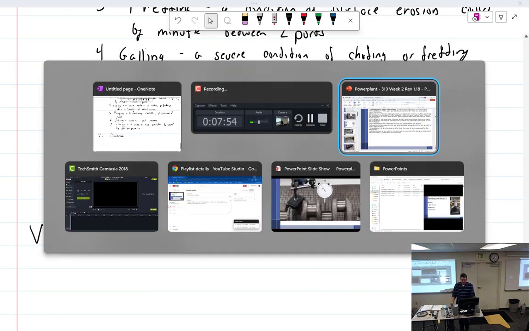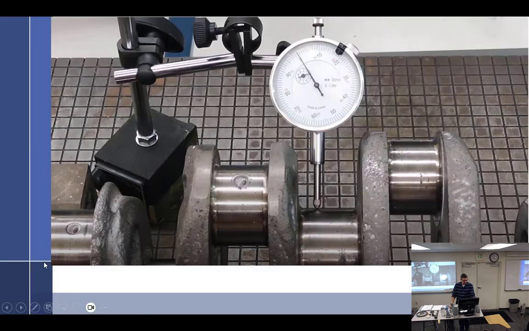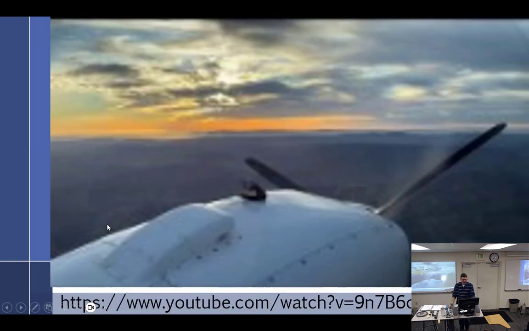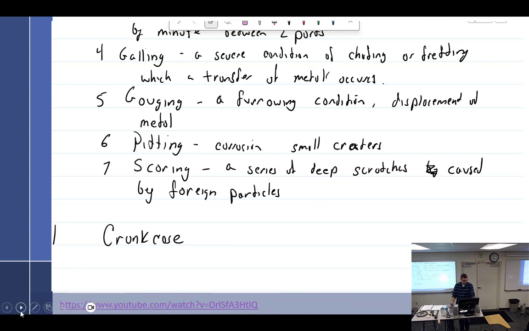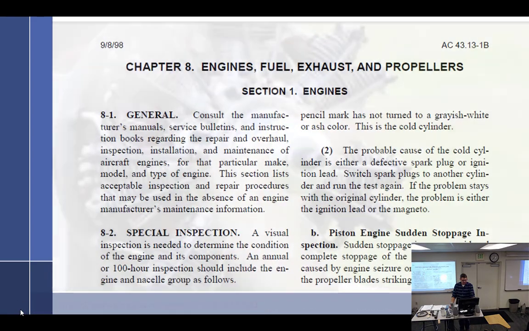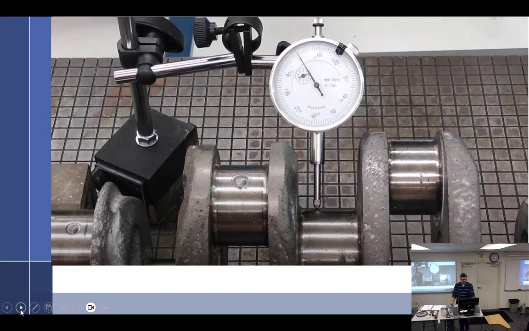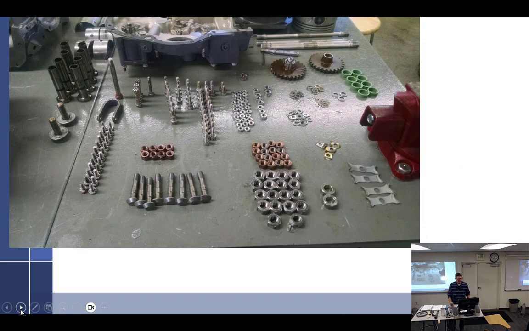All right, let's talk about the crankcase. Let me see, is there anything else I want to talk about before we move into the crankcase? Because I think there was. All right, we looked at all that. Well, that just locked up. Okay, looked at that. We talked about that. What are we doing there? Checking runout. All right.